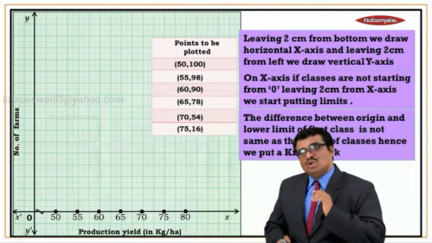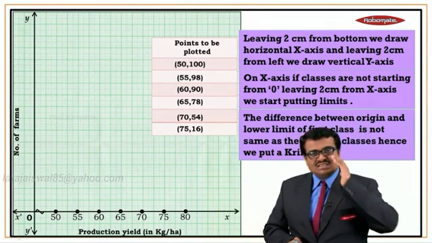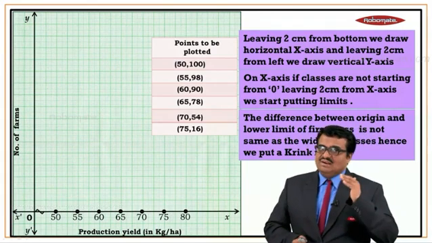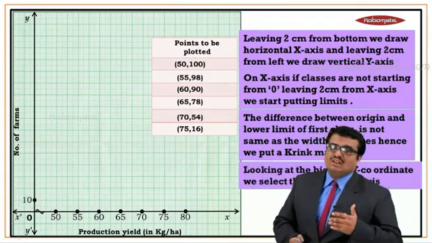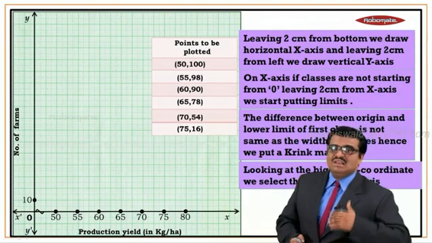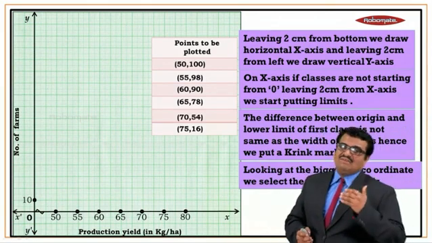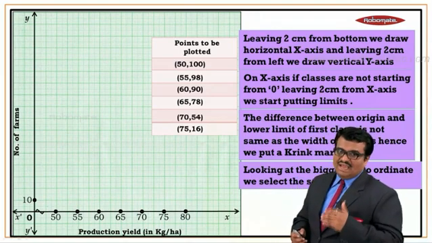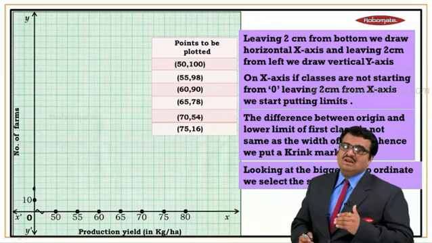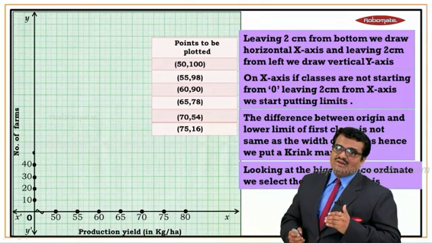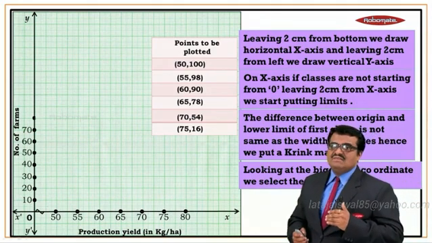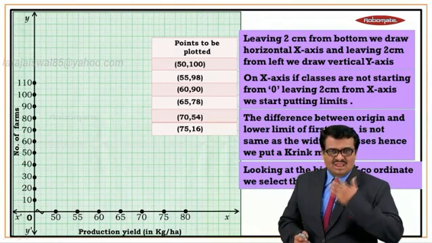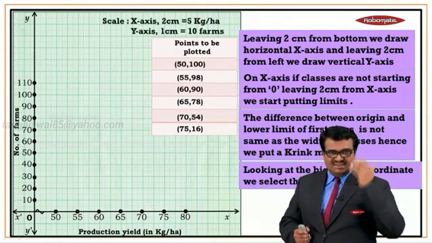Now on the y-axis, we are going to put the cumulative frequency. The biggest number in cumulative frequency we have is 100. So looking at that 100, we select a scale on the y-axis. The scale on the y-axis we take 1 centimeter is equal to 10 farms. So how is the y-axis going to progress? 10, 20, 30, 40, 50, 60, 70, 80, 90 and 100. Okay, you can write up to 110, and then we write the scale.